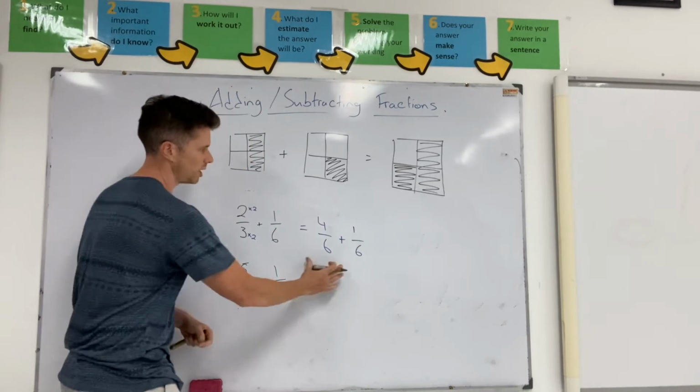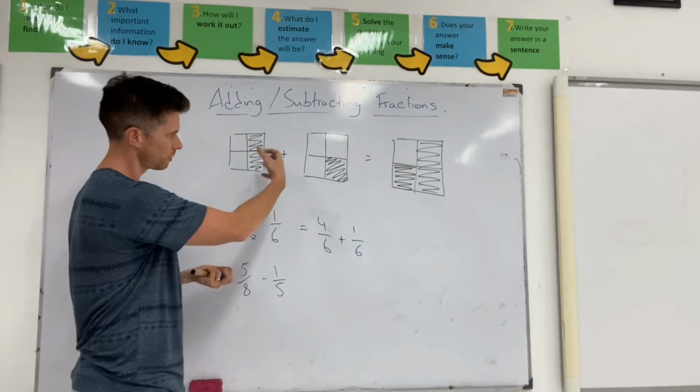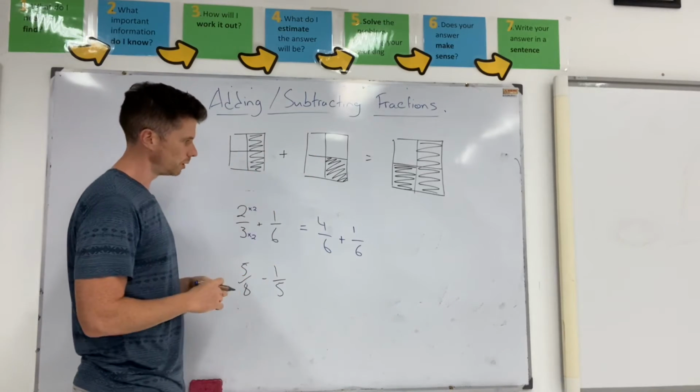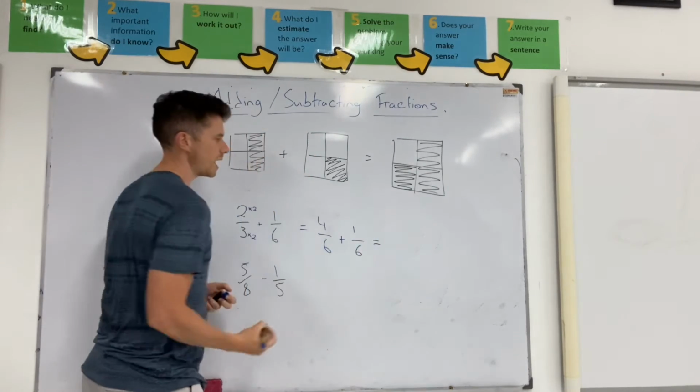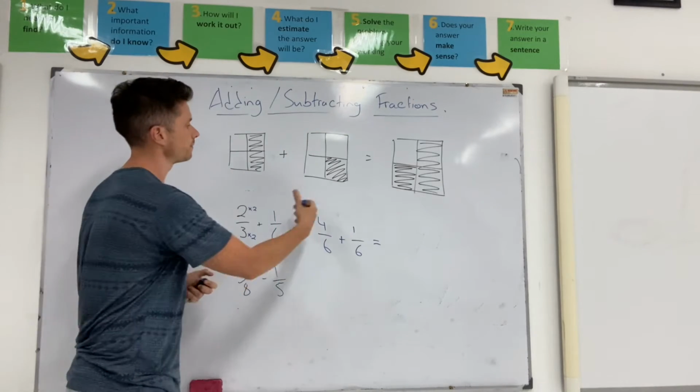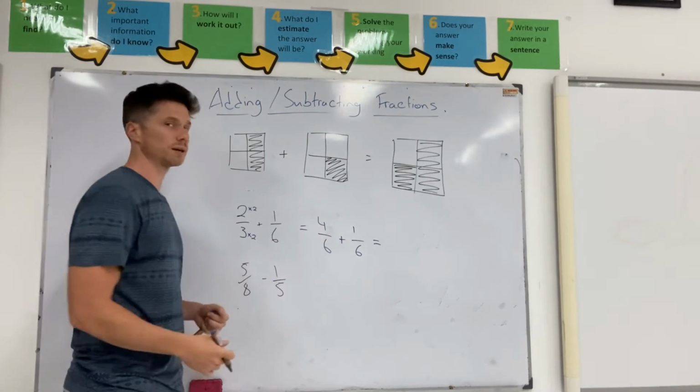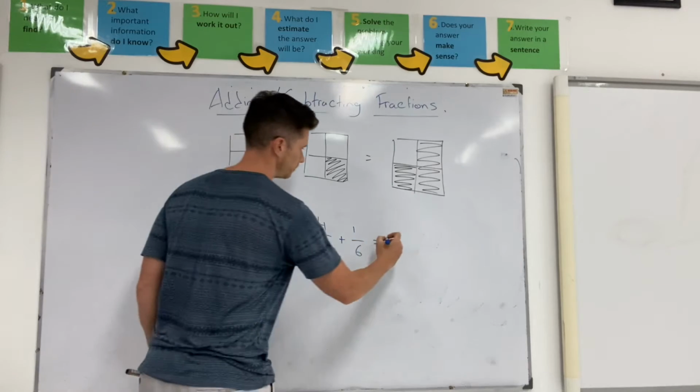Okay? So now they're both out of 6, similar to our first example, when they're both out of 4. And now they can be combined, because if I have 4/6 and I have 1/6, that means I have 5/6 in total.